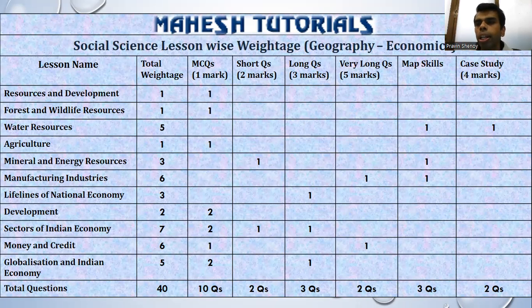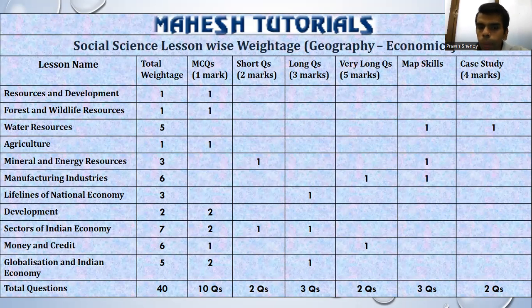The most important chapter in economics is sectors of the Indian economy. The weightage is 7 marks. Expect 2 MCQs of 1 mark each and 1 2-mark question plus 1 3-mark question. So 2 MCQs plus 1 2-mark question plus 1 3-mark question. In all, it gives you 7 marks. Going ahead toward the next chapter, money and credit. The weightage of this particular chapter is 6 marks. Expect 1 MCQ of 1 mark and 1 very long question that is for 5 marks.